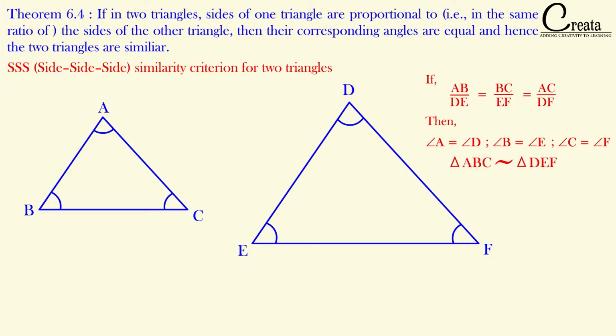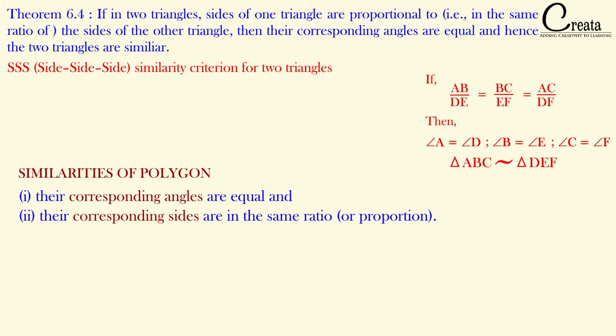Basically, this theorem is based on the concept of similarity of polygons, in which if we have two polygons, for the two polygons to be similar, two conditions have to be matched. The first condition is that the corresponding angles should match with each other. The second condition is that the ratio of the corresponding sides should match with each other. If both the conditions are matching, then we can say both the polygons are similar to each other. A triangle is also a type of polygon, so these conditions are also applicable to the triangle.